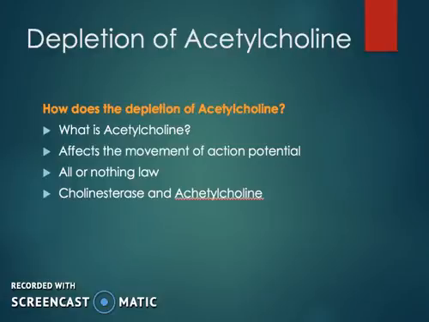And muscles also work through something called the all or nothing law. This means that if there's enough acetylcholine that's above the threshold, a contraction will happen. So if there's not enough acetylcholine, no contraction will happen. But if there is, a contraction will occur.